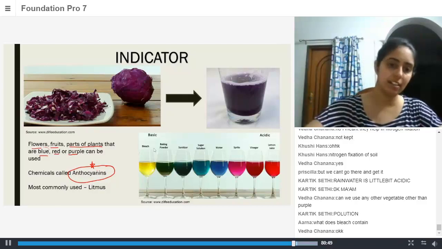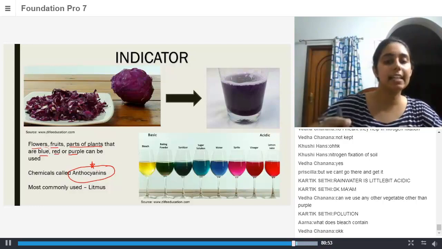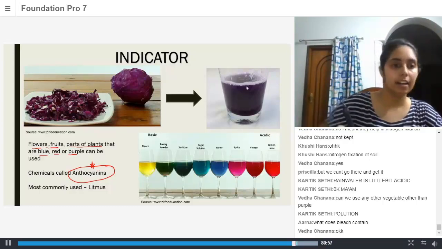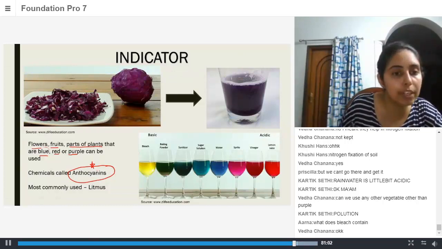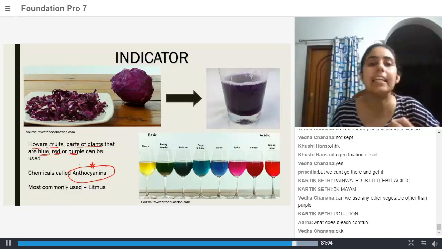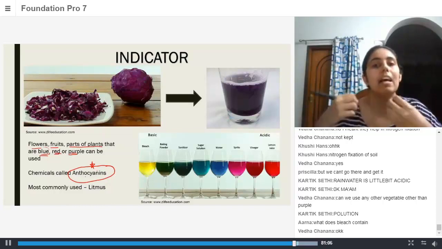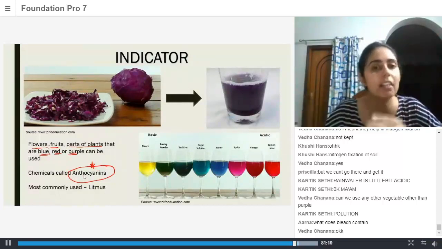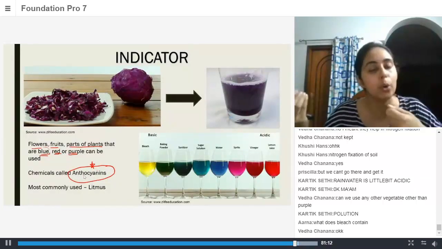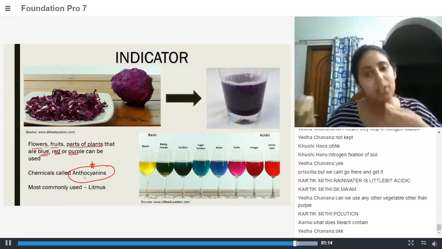Yes. Miss, can you repeat what is anthocyanin? Anthocyanin is a chemical that is present in flowers, fruits, and parts of plants which are blue, red, or purple in color. Basically, it is a pigment. For example, leaves are green in color. Why are they green in color? Because they have a pigment called chlorophyll.